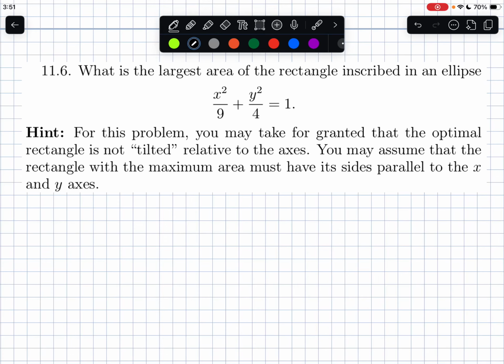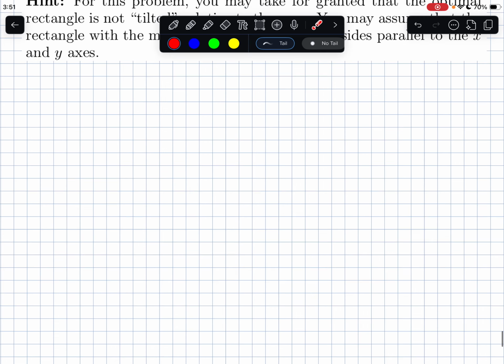What is the largest area of the rectangle inscribed in an ellipse? So the ellipse is given by this equation. For this problem, you may take for granted that the optimal rectangle is not tilted relative to the axis. You may assume that the rectangle with the maximum area must have its sides parallel to the x and the y-axis. So let's draw the picture we have.